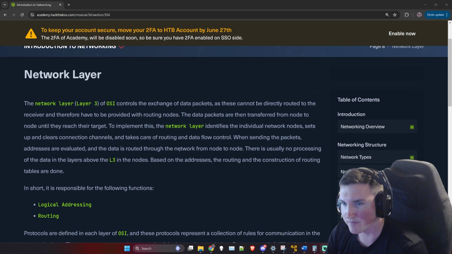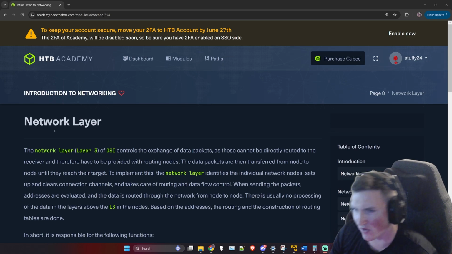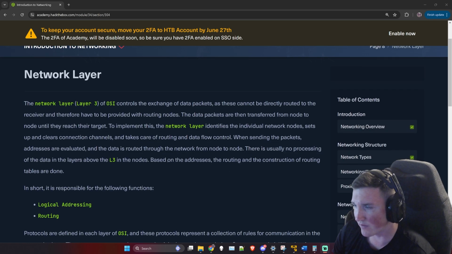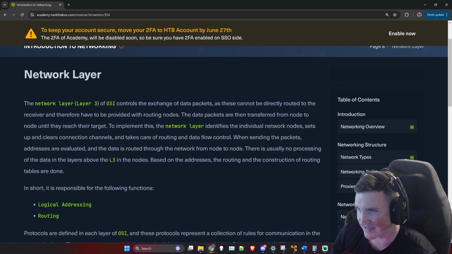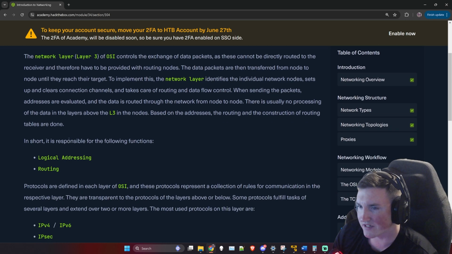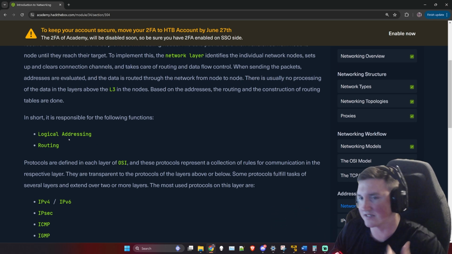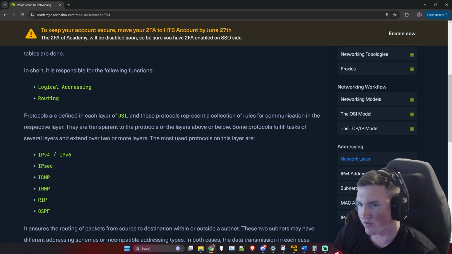So the first one is the network layer of the OSI model. I think we already covered this, but I want to cover it again just because it's part of the networking workflow. So you can see the network layer is layer 3 of the OSI model, and it controls the exchange of data packets, as these cannot be directly routed to the receiver. So in short, it's responsible for logical addressing and routing. That's where you'll see routing to other networks, right? That's the network layer.